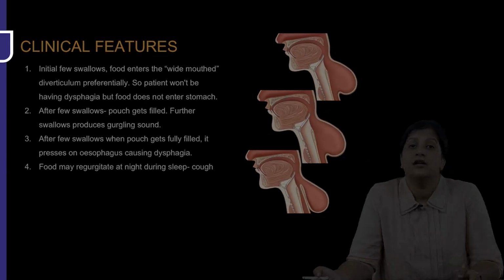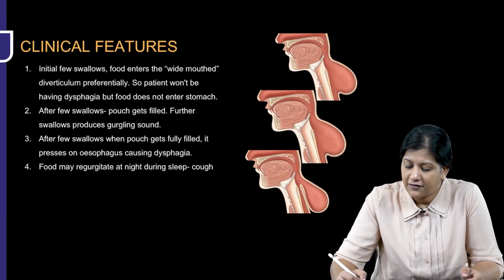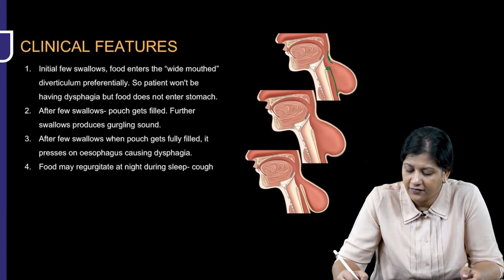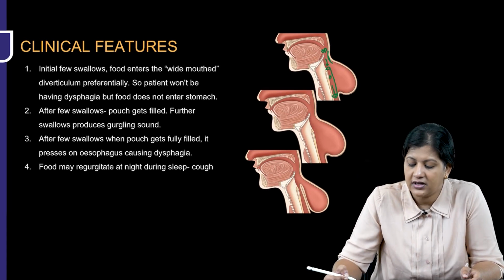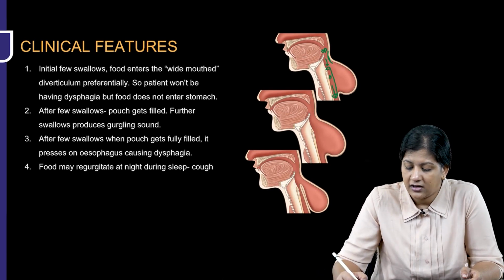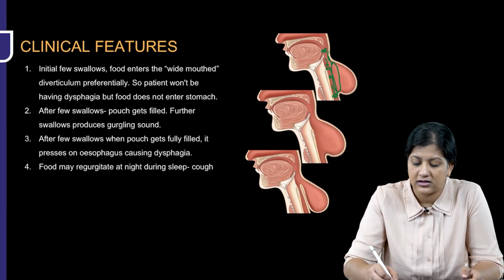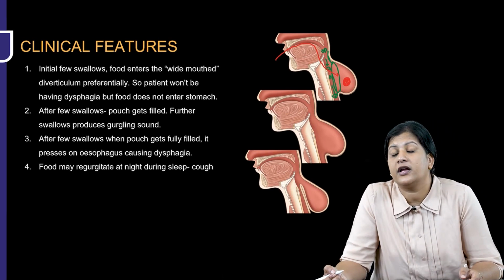Here's the explanation. So what symptoms will you see in a patient with a pharyngeal pouch? If you see, the first thing is the mouth of the sac is wider than the mouth of the esophagus. This is your oropharynx going to the hypopharynx, and from the pharynx you have the esophagus. So the mouth of the sac is much wider than the mouth of the esophagus. When the patient takes a swallow, the bolus will go preferentially into the sac and not into the esophagus.